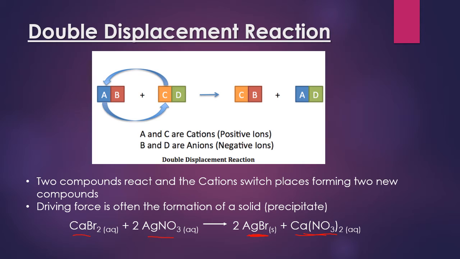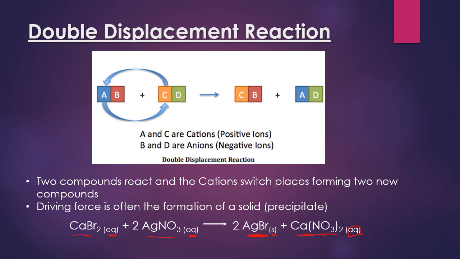If you'll notice these little symbols down here, they tell us the physical state. We have aqueous for the calcium bromide, aqueous for the silver nitrate, and then over on the product side, notice we have one aqueous, calcium nitrate, but the other one's a solid, because the formation of a solid is what helps drive these reactions forward.